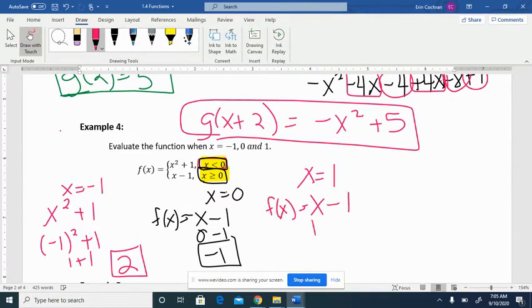So plugging in 1, 1 minus 1 is 0. And there you go. So make sure you classify which one you're supposed to use.